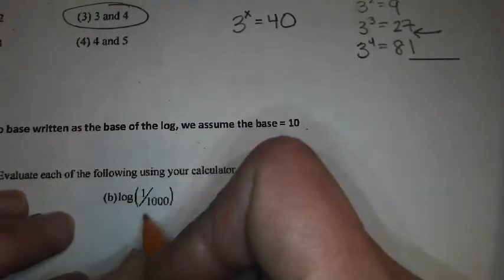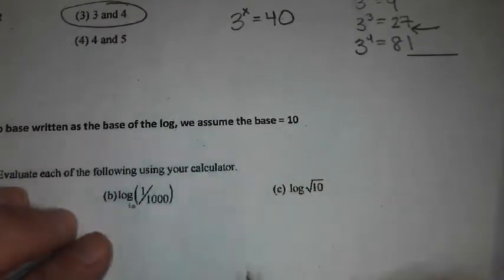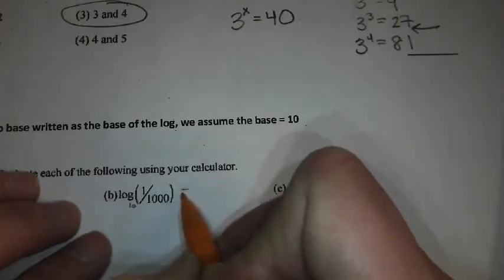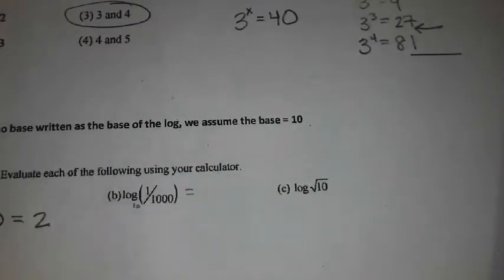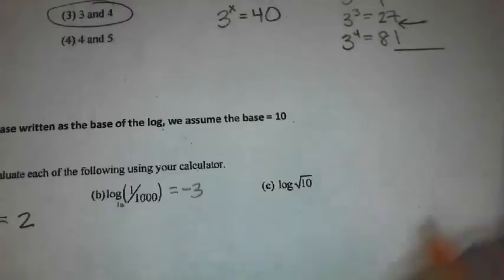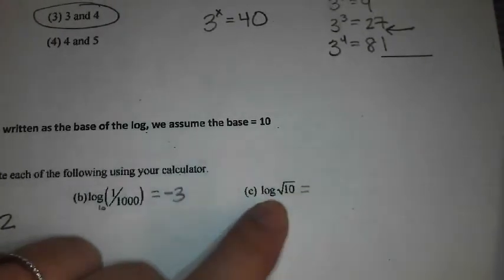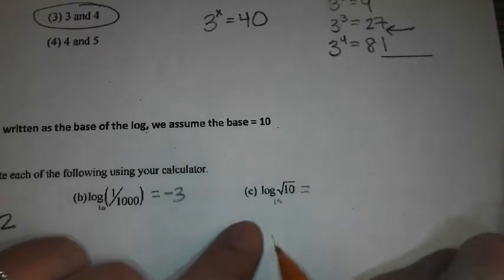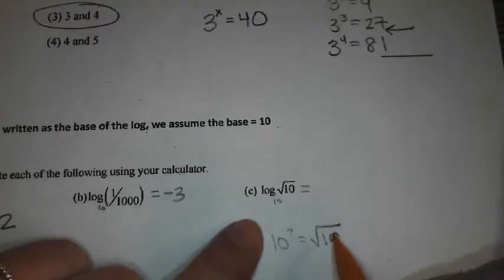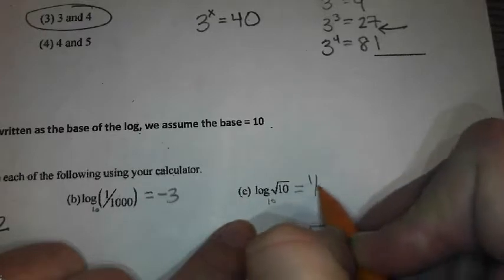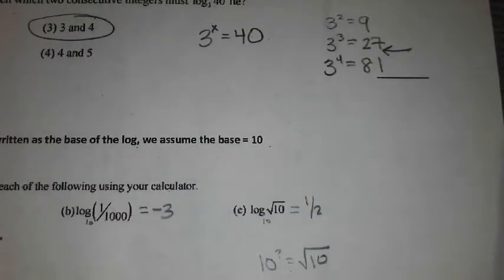This is log base 10 of 1 over 1,000. Without a calculator, what is that? -3. And this? Log base 10 of root 10. So 10 to what power equals root 10? 1/2. And again, your calculator will do those for you.